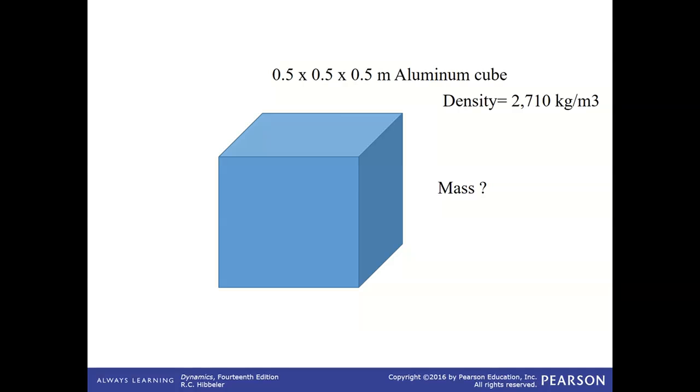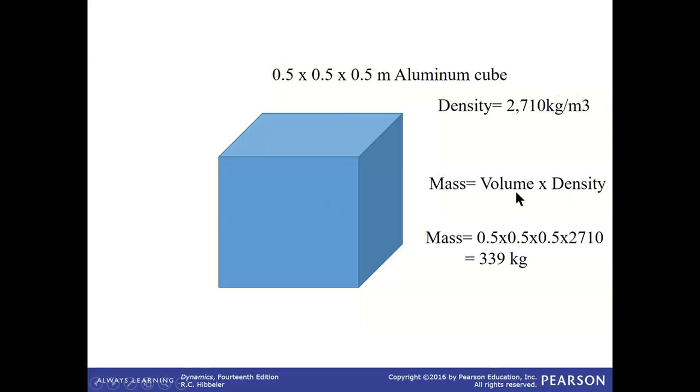And one last thing before we talk about the in-class exercise is how to calculate mass if you know the size of a rigid body, its x, y, and z dimensions, and you know the density. So in this example, this is an aluminum cube whose size is 0.5 by 0.5 by 0.5 meter. That means this length is 0.5, this height is 0.5, and this width is also 0.5. And this is an aluminum cube, so its density is 2700 kilogram per meter cube. What is the mass of this cube? How will you calculate the mass of this cube?